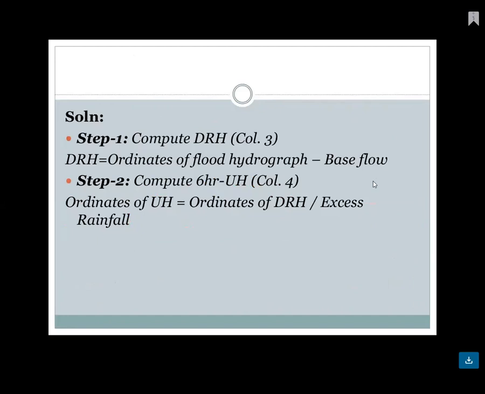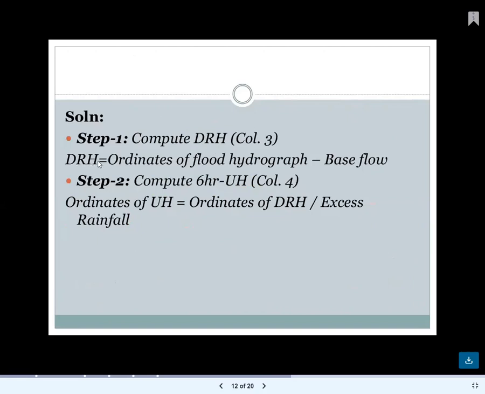Step 1: compute the DRH. The DRH you can calculate is equal to the ordinate of the flood hydrograph minus base flow. So computing the 6-hour unit hydrograph, the ordinate of UH, that is unit hydrograph, is equal to the ordinate of the direct runoff hydrograph divided by excess rainfall.